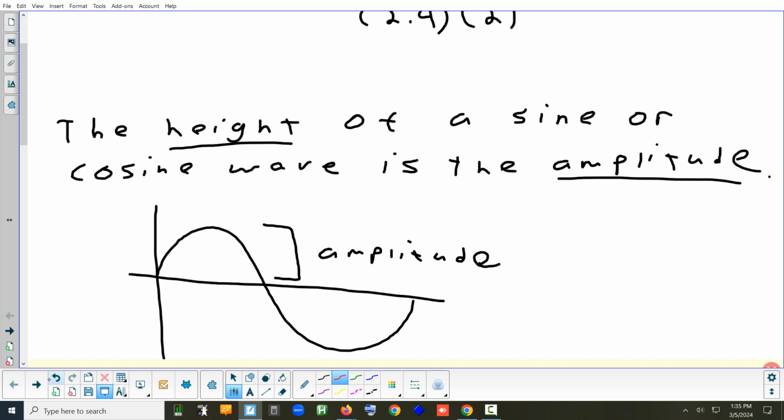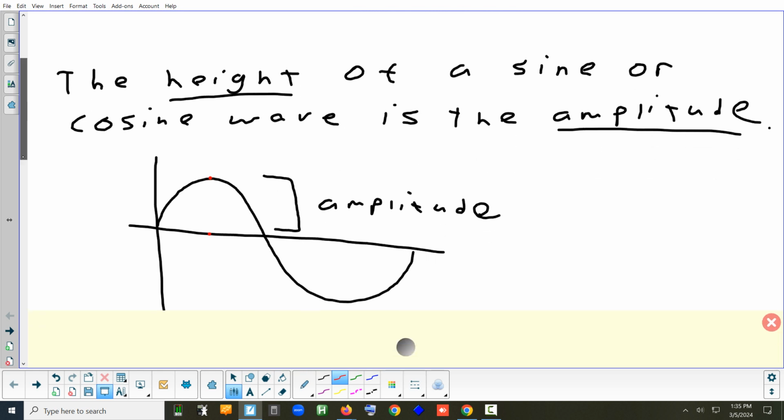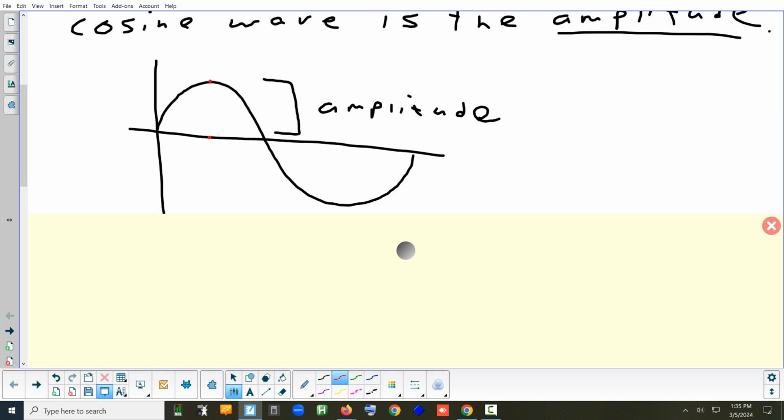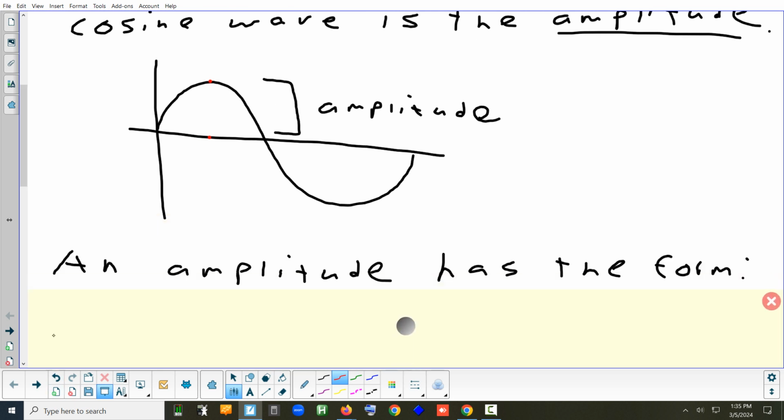So if the amplitude is measuring the distance from the center line to the highest point, what kind of number do you think amplitude always has to be? Positive? Yeah. And we're going to mention that, but amplitude is always a positive number.